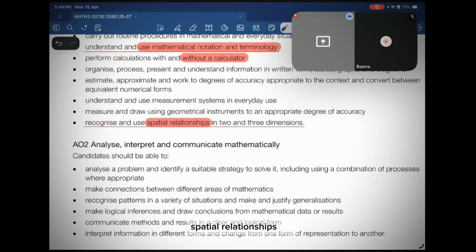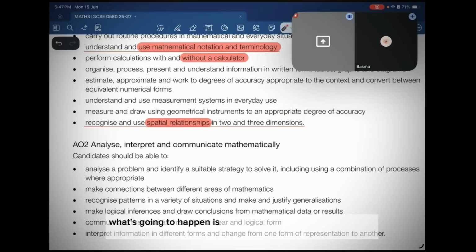Spatial relationships are your ability to understand the relationships in space around you, in terms of area and volume. How? 2D, 3D, two dimensions, three dimensions. In two dimensions, you will calculate area. In three dimensions, you will calculate volume, surface area. Stuff like that. Clear?